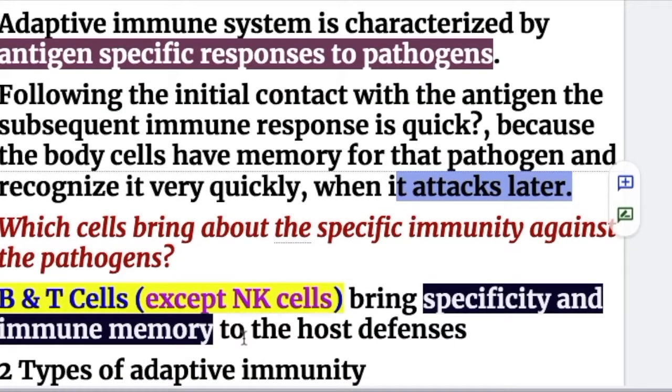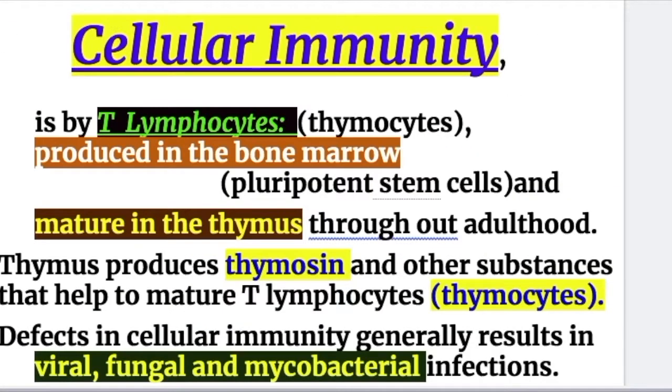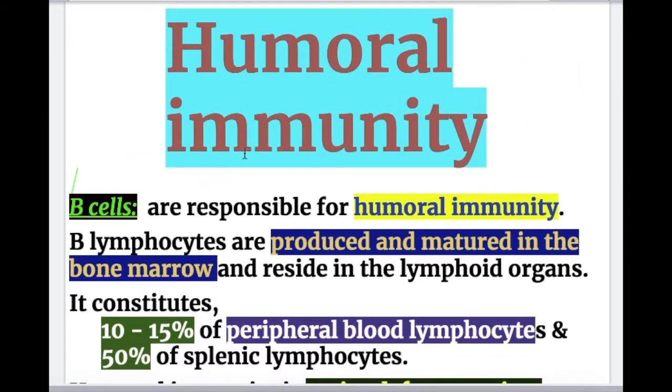The two types of adaptive immunity are cellular immunity and humoral immunity. So let's discuss humoral immunity. Humoral immunity is done by B lymphocytes. B lymphocytes are produced and matured in the bone marrow and reside in the lymphoid organs, and they constitute 10 to 15% of the peripheral blood lymphocytes and 50% of the splenic lymphocytes.